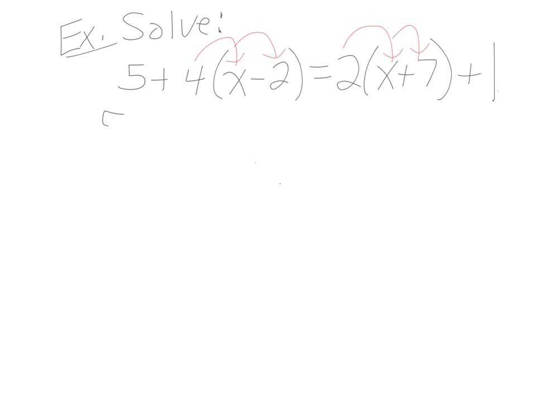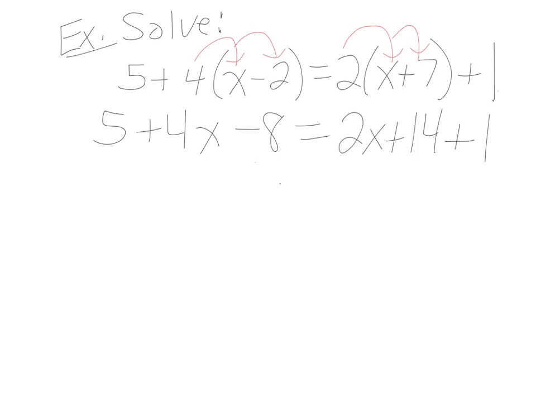So that will give us 5 plus 4x, and then the 4 times the minus 2 is minus 8, equals, then multiplying out the 2 times x is 2x, and 2 times 7 is plus 14, and then we still have the plus 1 at the end.